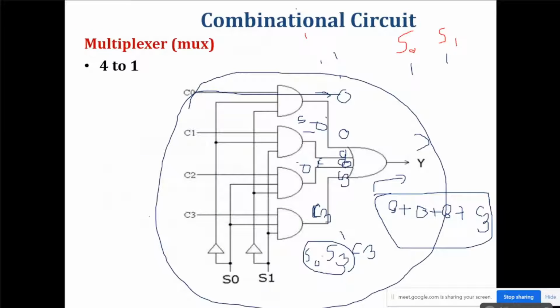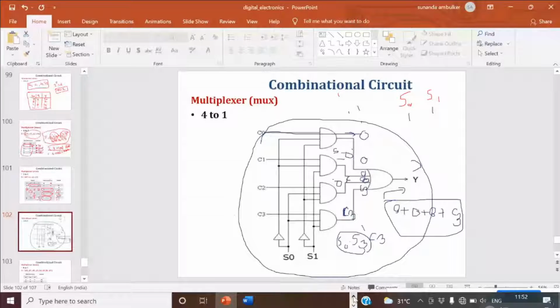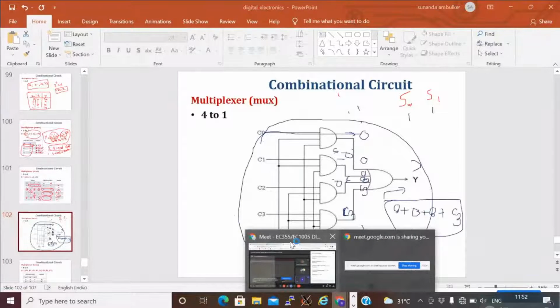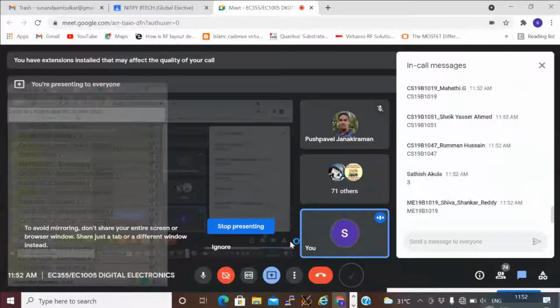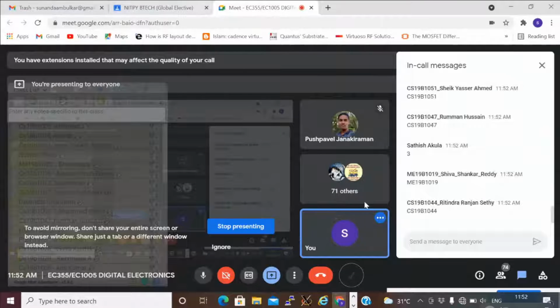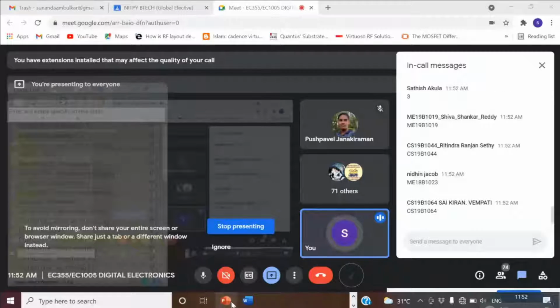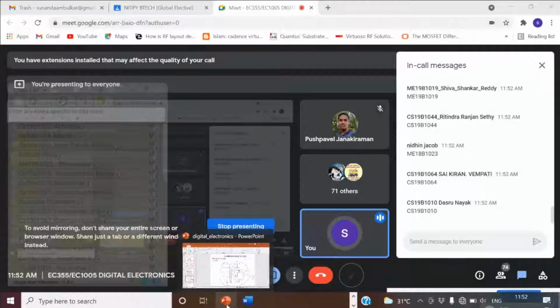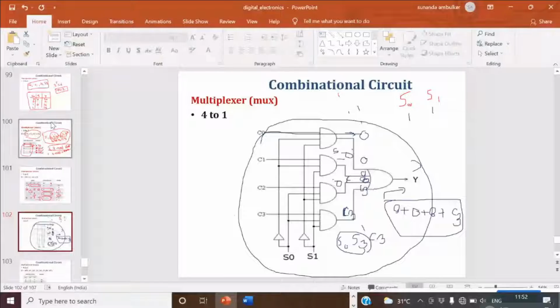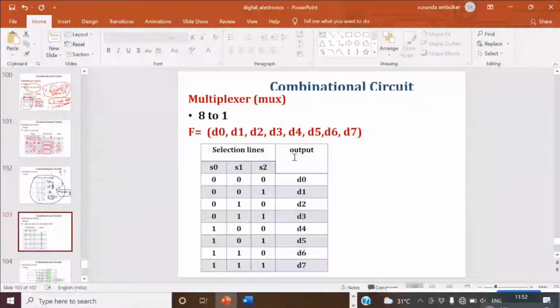For the 8 cross 1 mux, how many number of selection lines we need? 3. Okay. So we need 3 selection lines. So how many combination we need? We require 8 combination of those selection lines. So 8 because 8 number of inputs are there. So 8 combinations will be there.